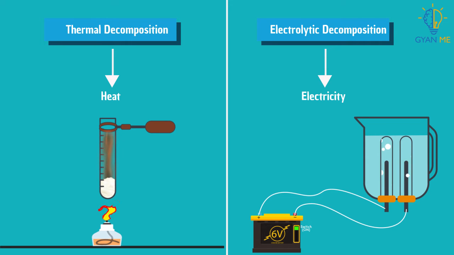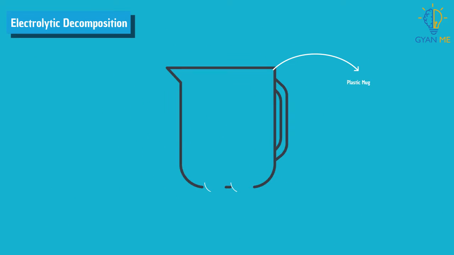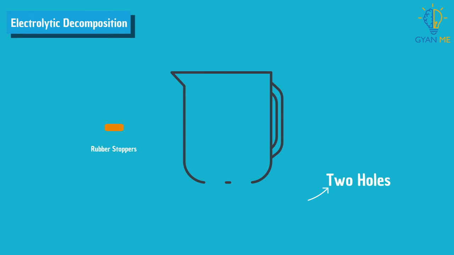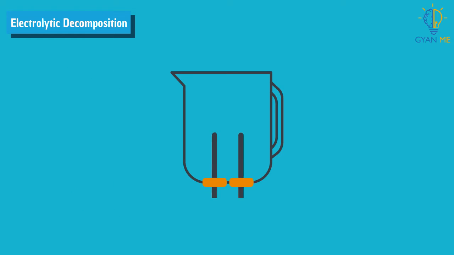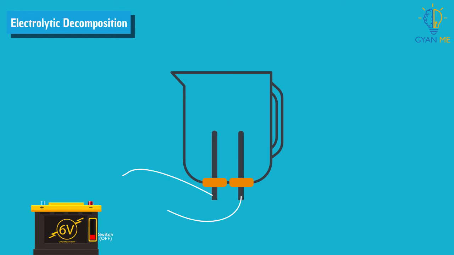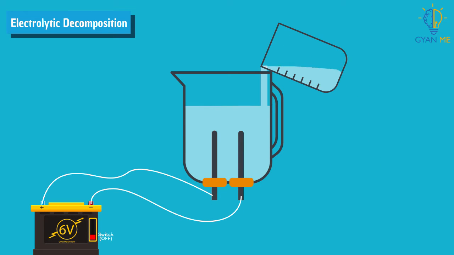Let's do an experiment to understand electrolytic decomposition. Take a plastic mug with 2 holes at its base. Fix rubber stoppers in these holes. Insert carbon electrodes in these rubber stoppers. Now connect these electrodes to a 6-volt battery. Fill the mug with water to immerse the electrodes in it.